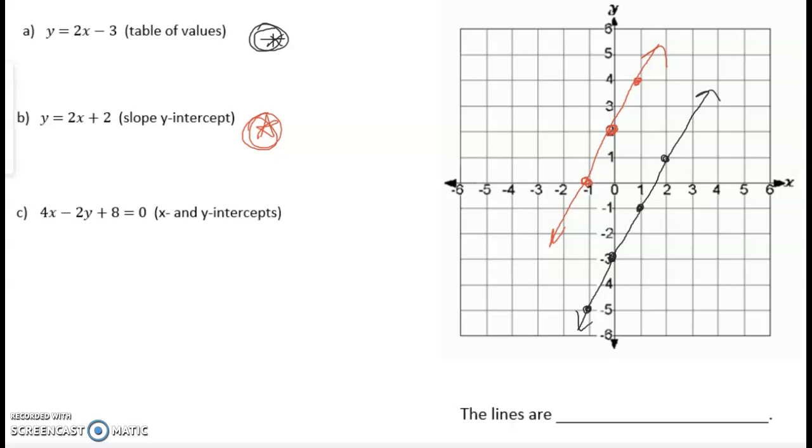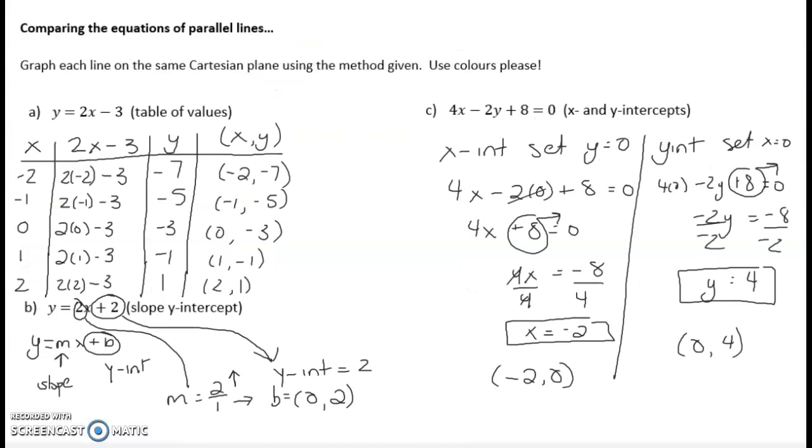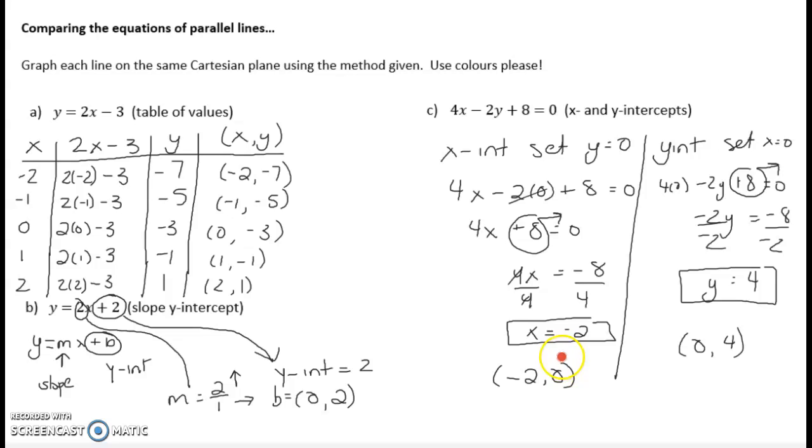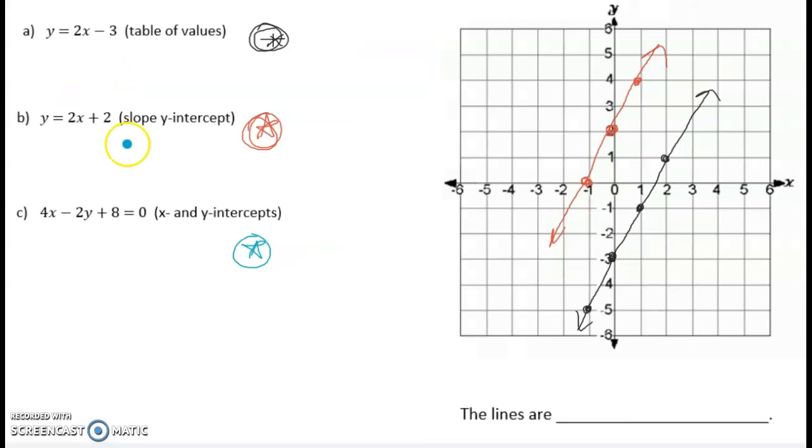And the last one, we'll do it in blue. So this is where we did our x and y intercepts. So over here, I had negative 2 and 0. And then I had 0 and 4. So we're going to plot these. So the first one, negative 2 and 0. So I dot right here. And our second intercept was 0 and plus 4. 1, 2, 3, 4.